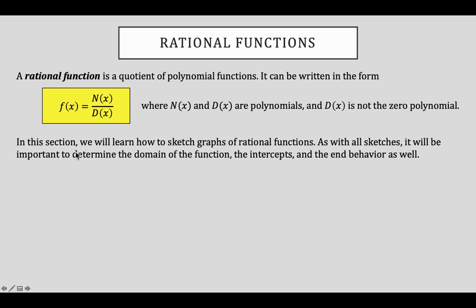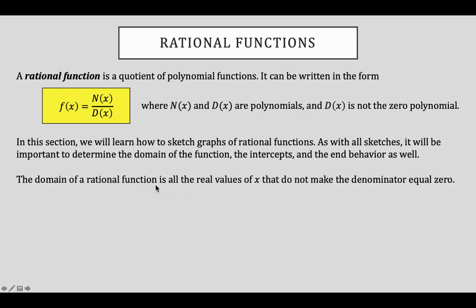In this section, we will learn how to sketch graphs of rational functions. As with all sketches, it will be important to determine the domain of the function, the intercepts, that's x and y, and the end behavior as well. What does the graph do as the function goes to the left? And what does the graph do as the function goes to the right?